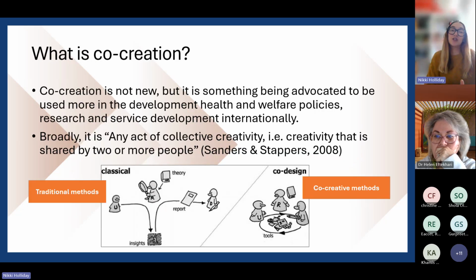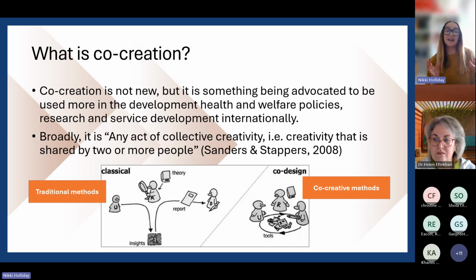So what is co-creation? It's not new. It's been around for a number of decades, but it is something that's increasingly being advocated to be used in the development of health and welfare policies, research and service development internationally. And very broadly, it's any act of collective creativity. So creativity that is shared by 2 or more people.